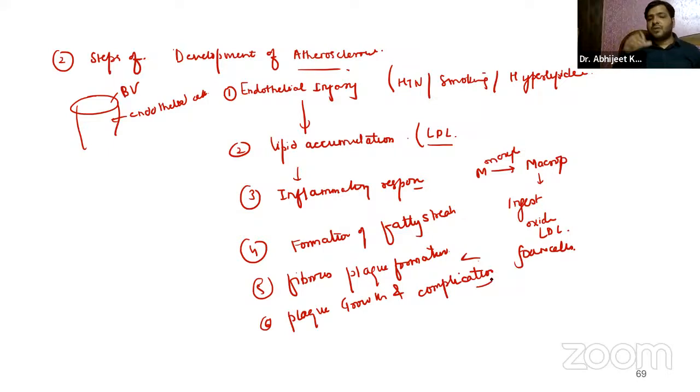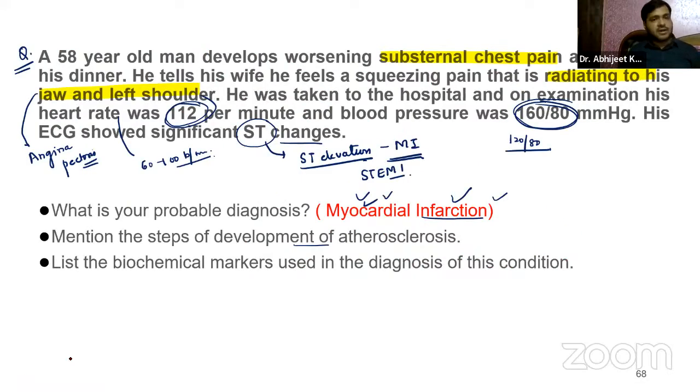As the plaque grows, what will happen? It will narrow the artery lumen, right? So it may become unstable and rupture, exposing the thrombogenic materials that will lead to thrombus formation, which can obstruct the blood flow, guys, and it will cause the myocardial infarction. So that is the steps of development of atherosclerosis.